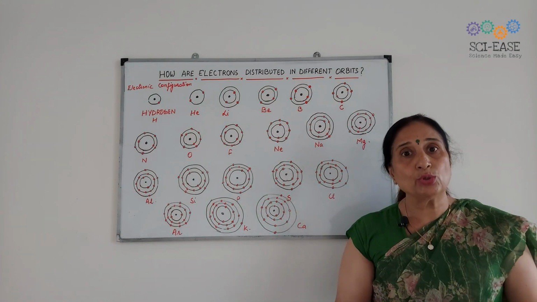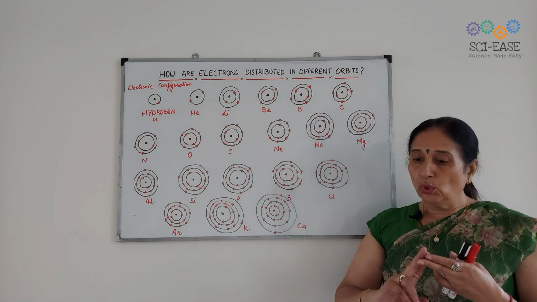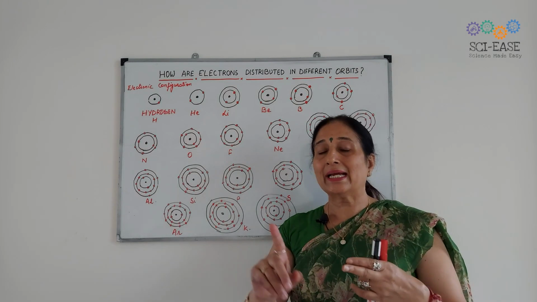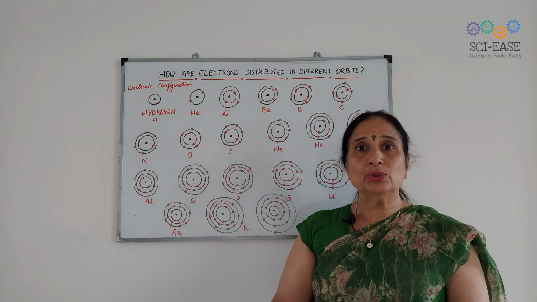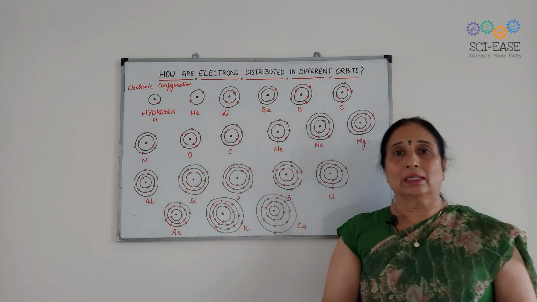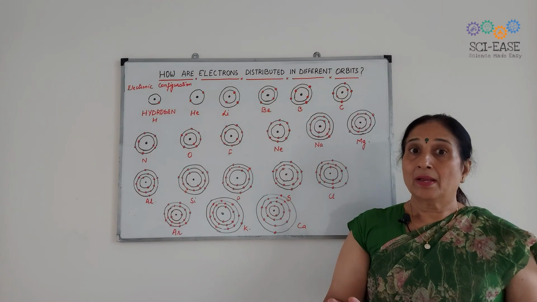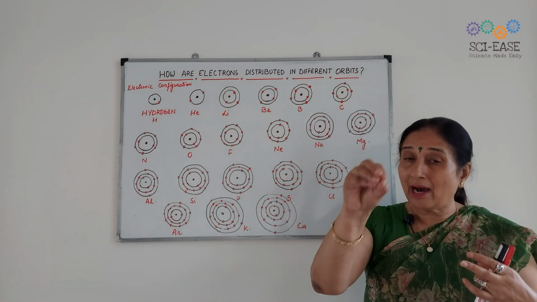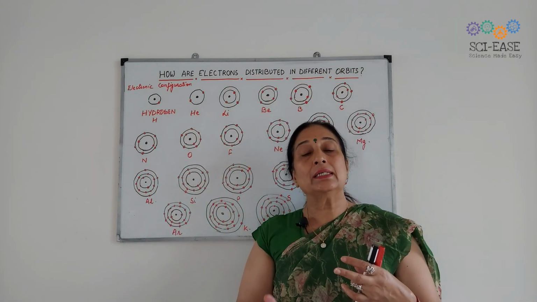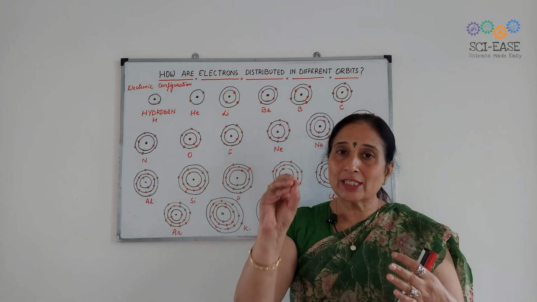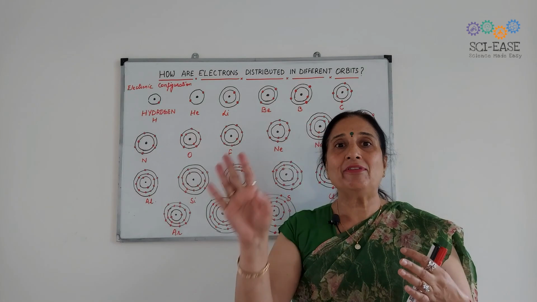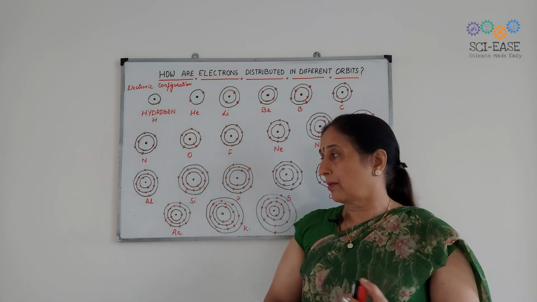I have told you how to draw the structure. You know that in an atom there are 3 particles: protons, electrons and neutrons. I have told you that the number of protons and electrons are equal in an atom. Protons are present in the nucleus, and electrons revolve in the orbits. Protons are positively charged and electrons are negatively charged.